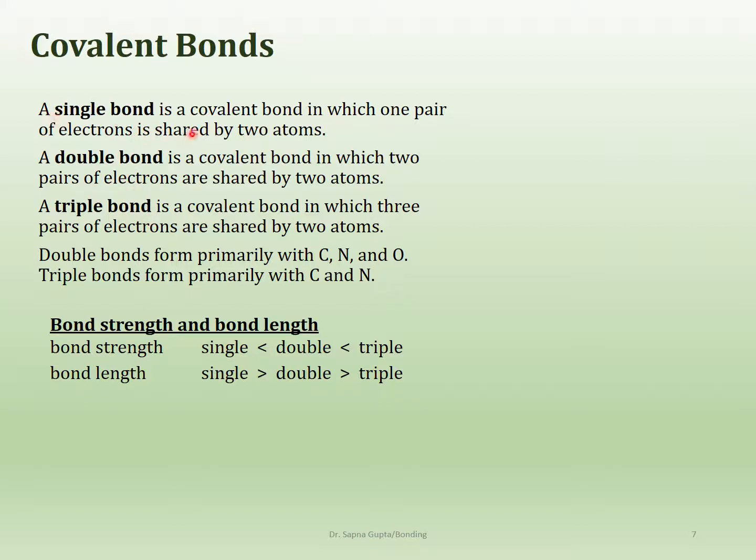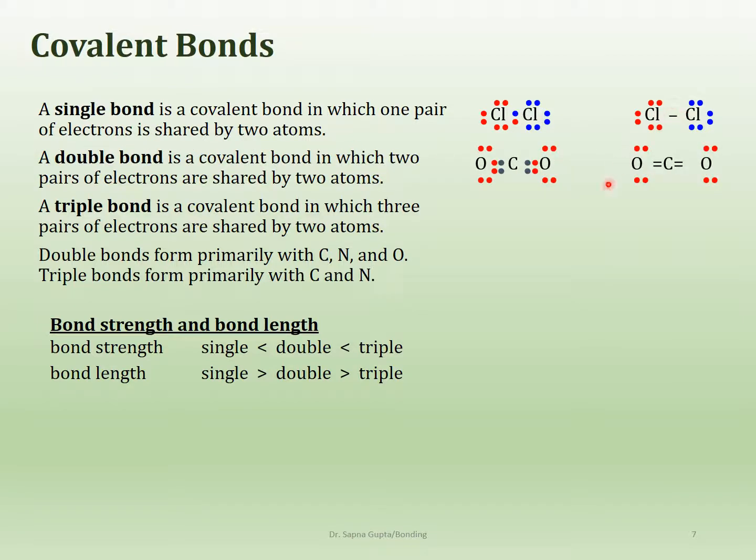So in case of single bond, there is only 1 pair of electrons that is shared. In case of double bond, there are 2 pairs of electrons that are shared. And in case of a triple bond, there are 3 pairs of electrons that are shared by the 2 atoms. Okay, and so this is what a single bond would look like, and this is for chlorine that we just did. Okay, so there is only 1 electron pair that is being shared.